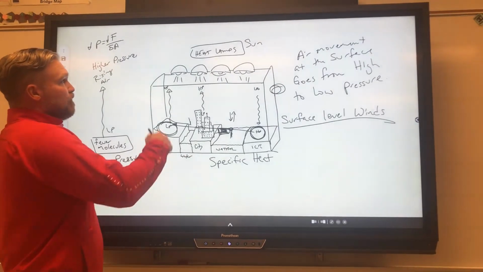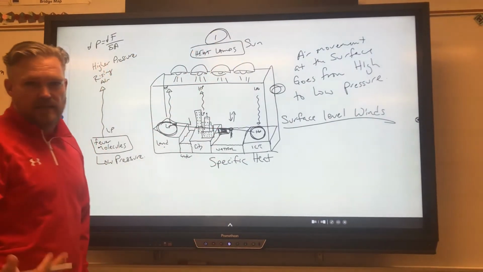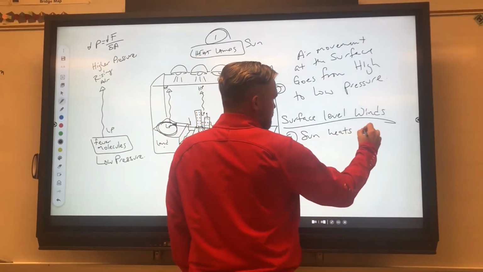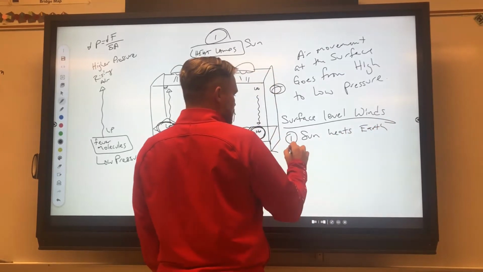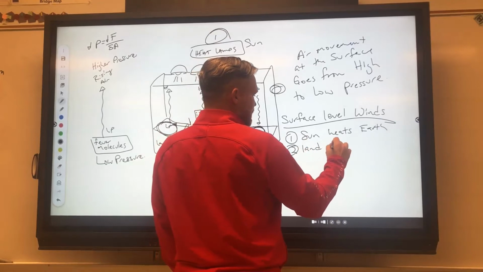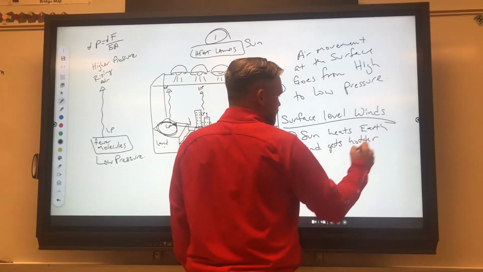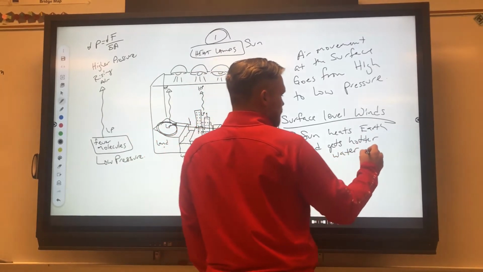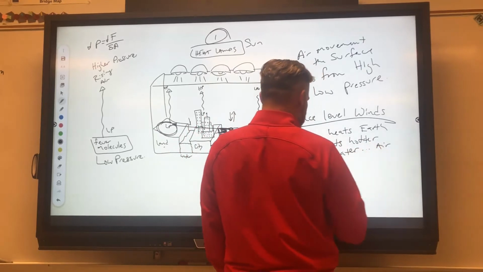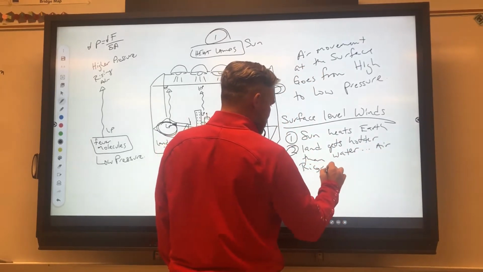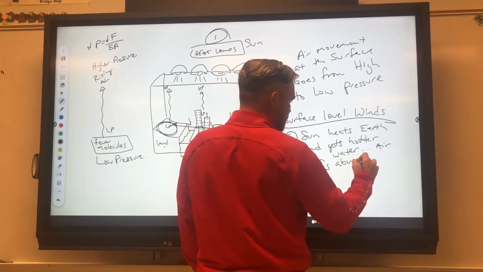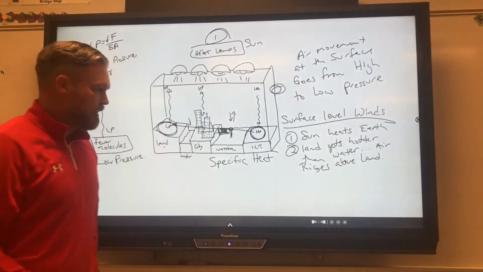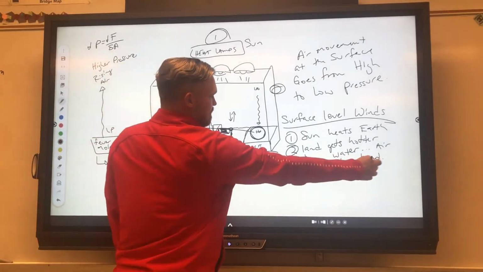How did it happen? First of all, I needed the sun, right? So one, the sun heats the earth. Two, land gets hotter than water. Air rises above land. I don't know if I like this board thing. It's interesting. So that's rises above land, right?